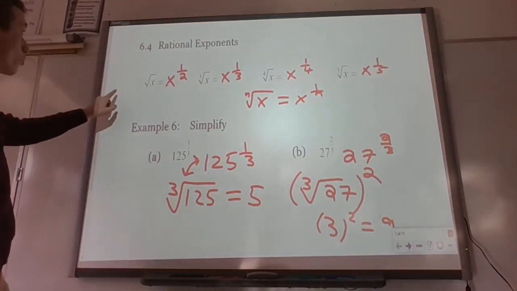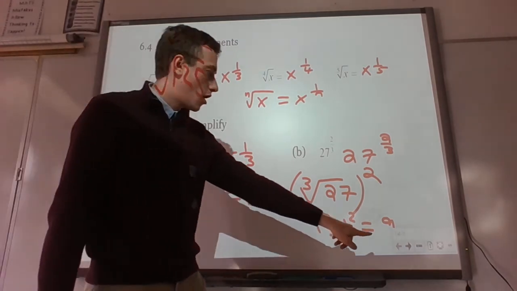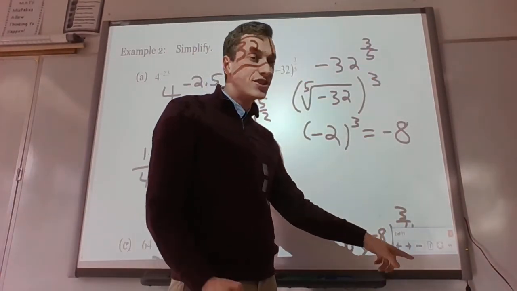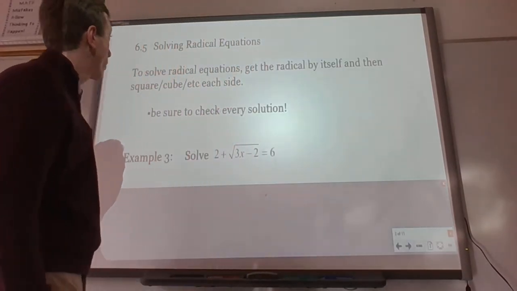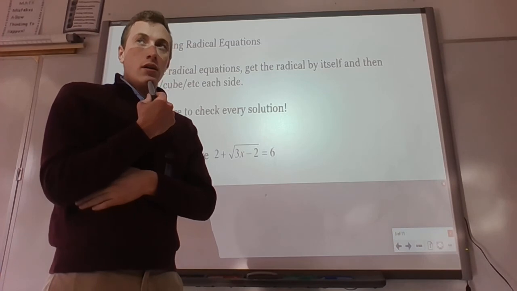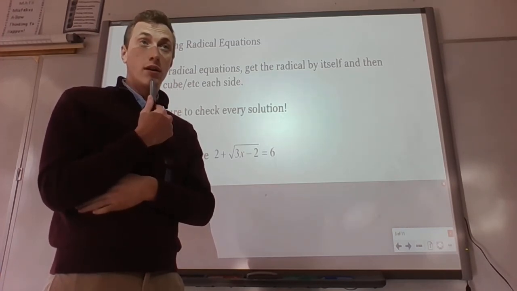So you can see why they're called rational exponents. It's because all of these fractions are rational numbers. We've only talked really about integer exponents up until this point. But you can have fractional exponents as well.